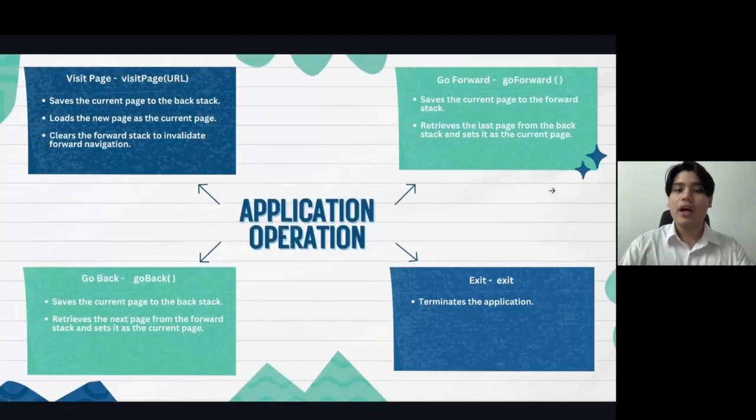For the first part, I'll be explaining the application operation, or as we know, the methods that are inside this program. The methods are visit page URL, go forward, go back, and exit. These are the 4 methods that are going to be used inside this program, and I'll be explaining them later inside the demo.